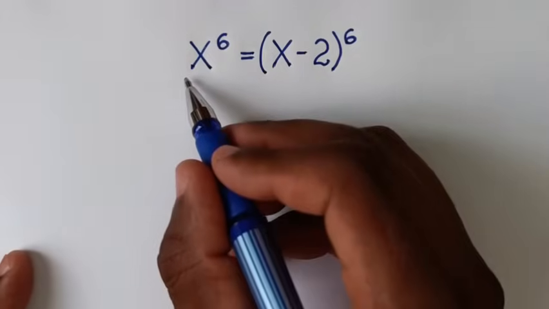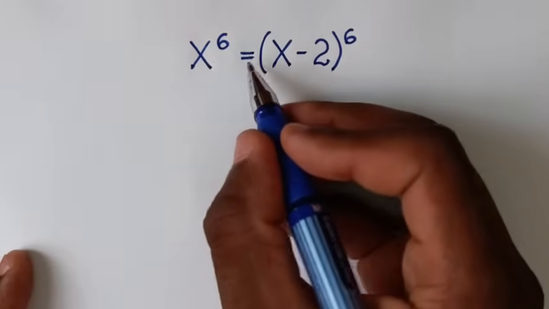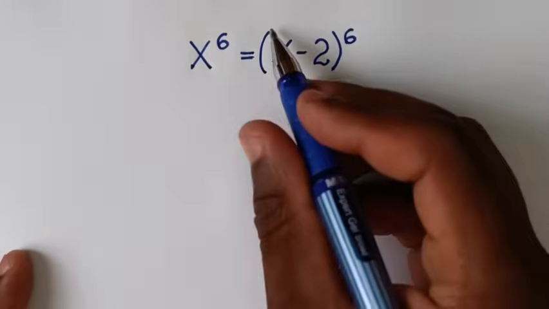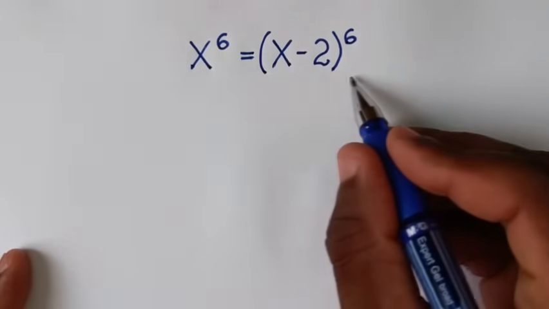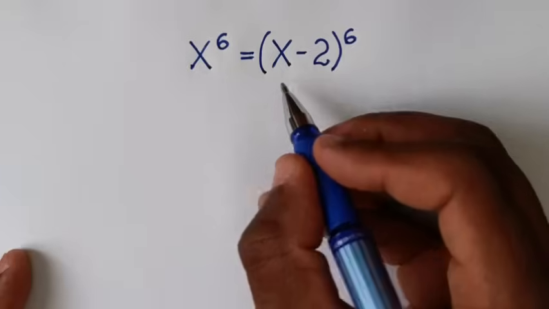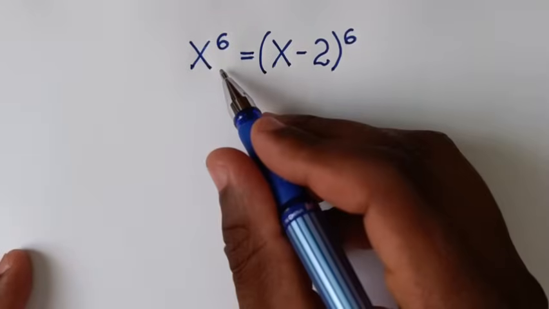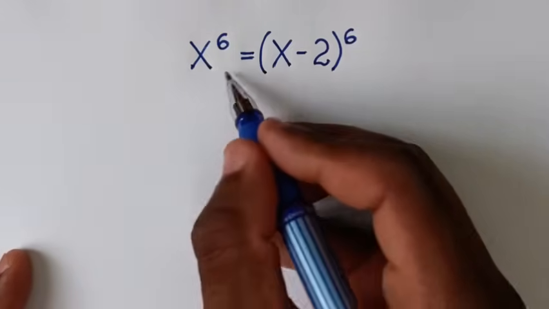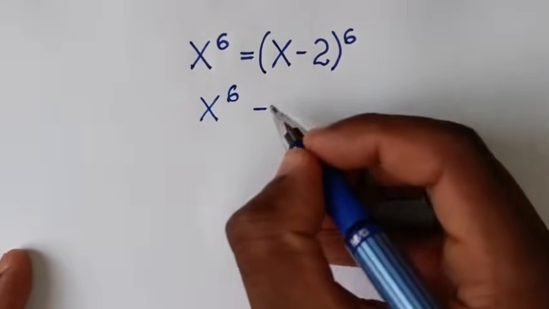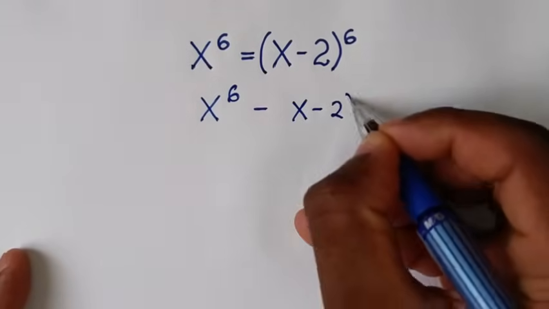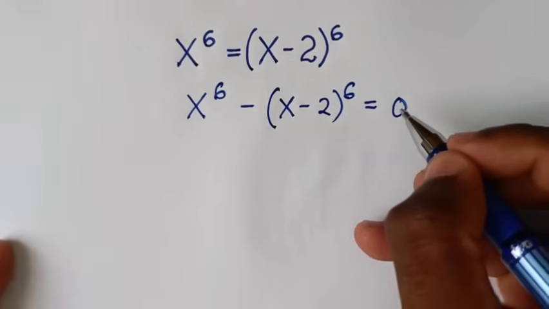Hello, you are welcome to solve this math problem, which is x^6 = (x - 2)^6. To find the values of x from this equation. Now, in the first step, we will take this (x - 2)^6 into the left side. So it will be x^6 minus (x - 2)^6 is equal to 0.